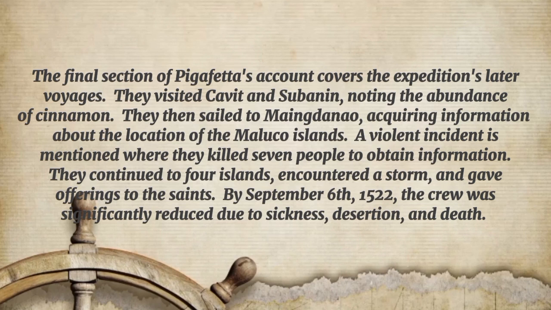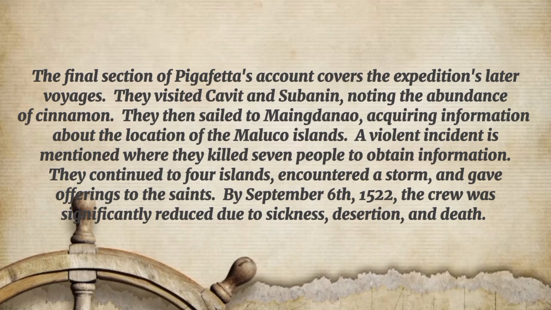They visit Cavite and Sabanin, noting the abundance of cinnamon. They then sailed to Mindanao, acquiring information about the location of the Molucca Islands. A violent incident is mentioned where they killed seven people to obtain information. They continued to Four Island, encountered a storm, and gave offerings to the saint.